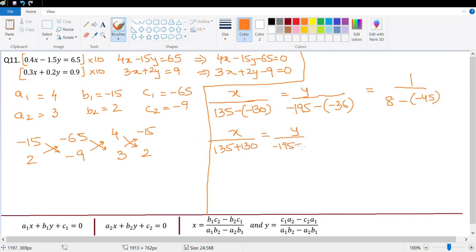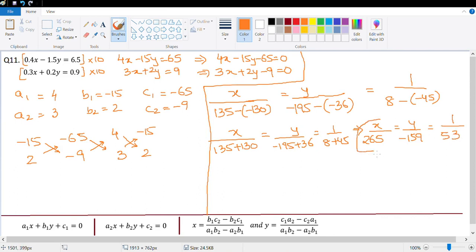So now what we have is x upon 135 plus 130 is equal to y upon negative 195 plus 36 is equal to 1 upon 8 plus 45. This gives me x upon 265, y upon negative 159, is equal to 1 upon 53.